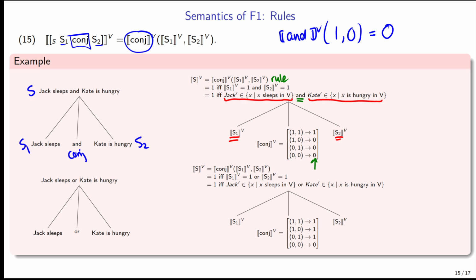It's going to be the same thing for OR. The difference is we're using OR instead of AND. So the only real difference in our semantic tree in this case is going to be the outputs on our matrix. So 1, 1, 1, 0 instead of 1, 0, 0, 0. So when we do our rule, instead of conj S1, S2, giving S1 is 1 and S2 is 1, we have an OR here. So that's the difference between and and OR. So our final result is going to be that this sentence, Jack sleeps or Kate is hungry, is true if Jack prime is in the set of X such that X sleeps in V, or Kate prime is in the set of X such that X is hungry in V.